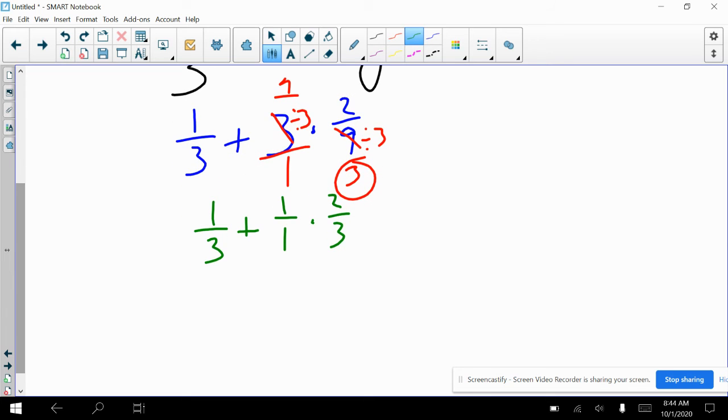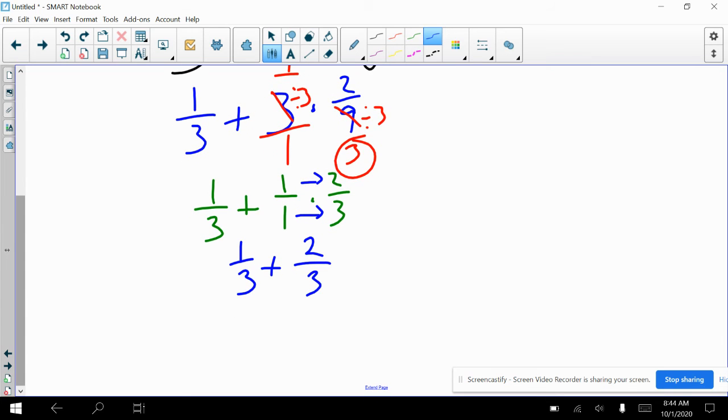Okay. Still have multiplication, so now I'm going to do that first. I'm going to multiply across, so I get 2/3 plus 1/3. The good news is, what do I have that I need? Common denominator. So now I simply add across. Do I add the 3 plus the 3? No, I don't. And my answer arrives at 1.